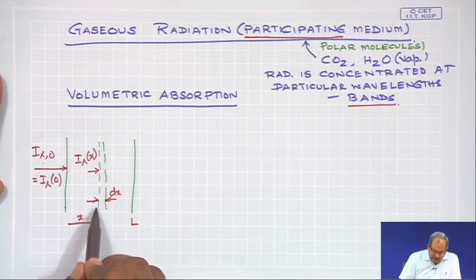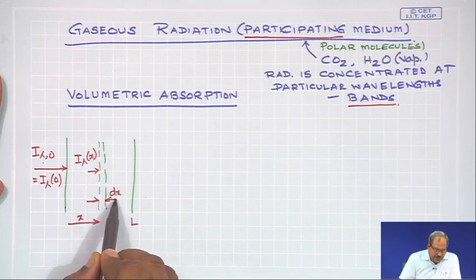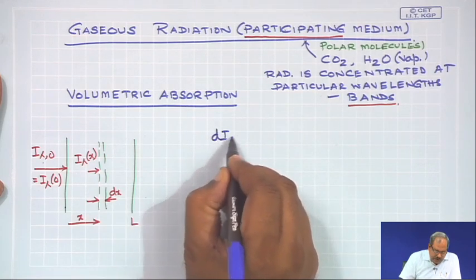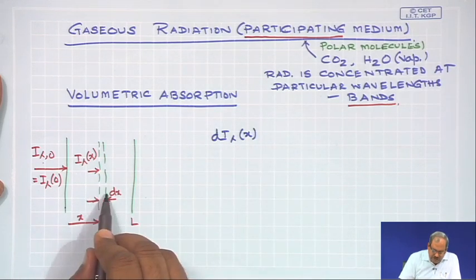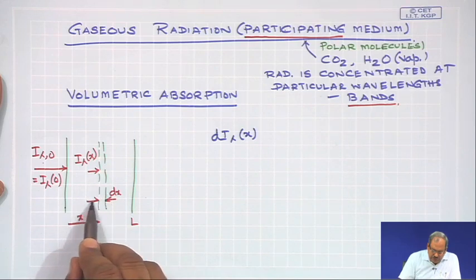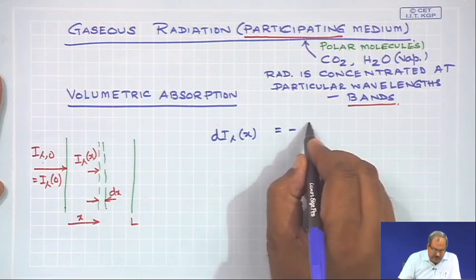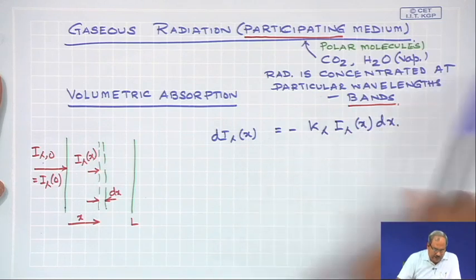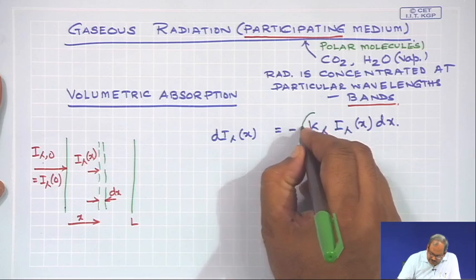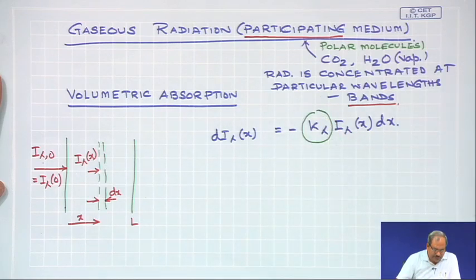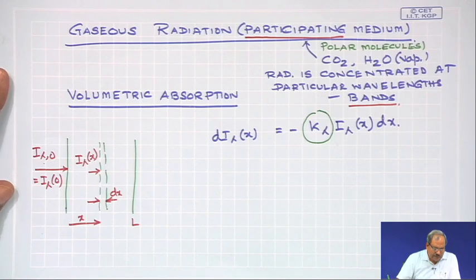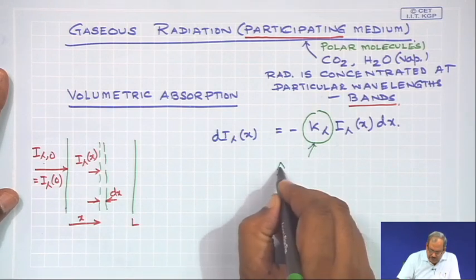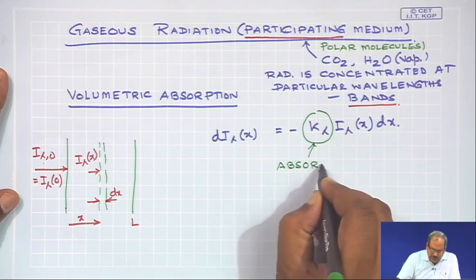Let us take an infinitesimal thickness of the participating medium denoted by dx. Then the amount of absorption, or change in the radiative intensity due to the passage of radiation through a thickness dx, is given as minus k lambda I lambda x dx. This k lambda is a property which is known as the absorption coefficient, which is going to be different for different gases.